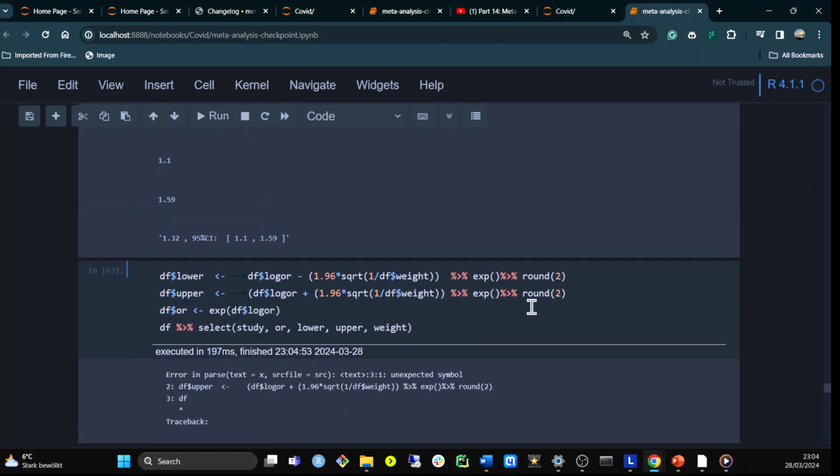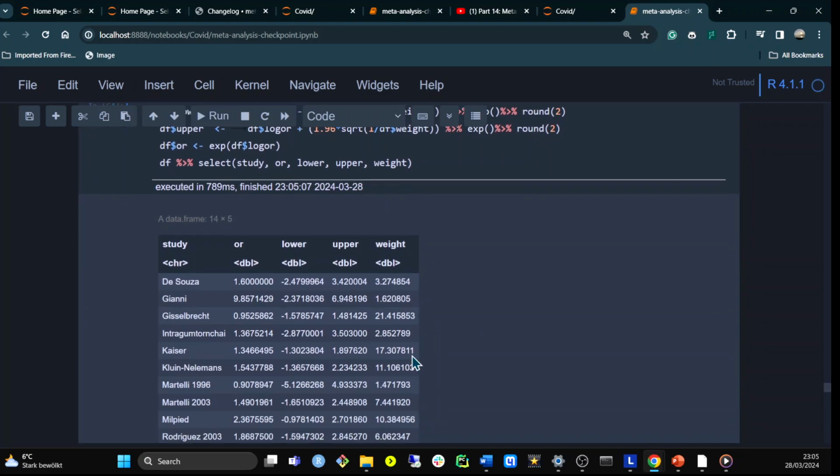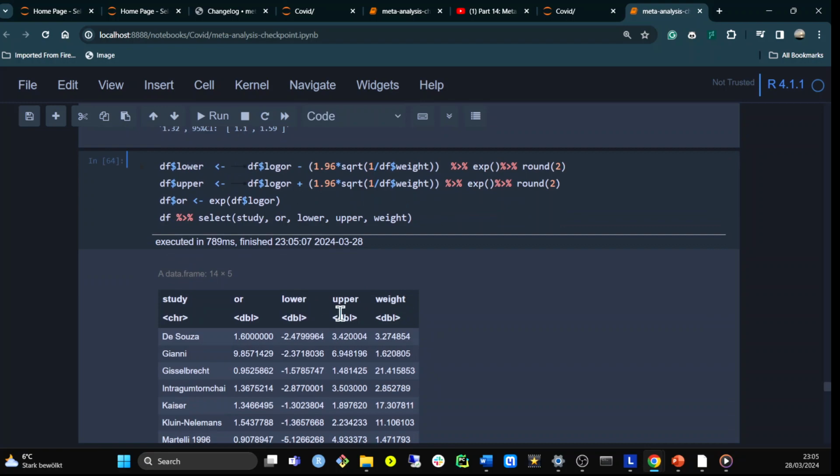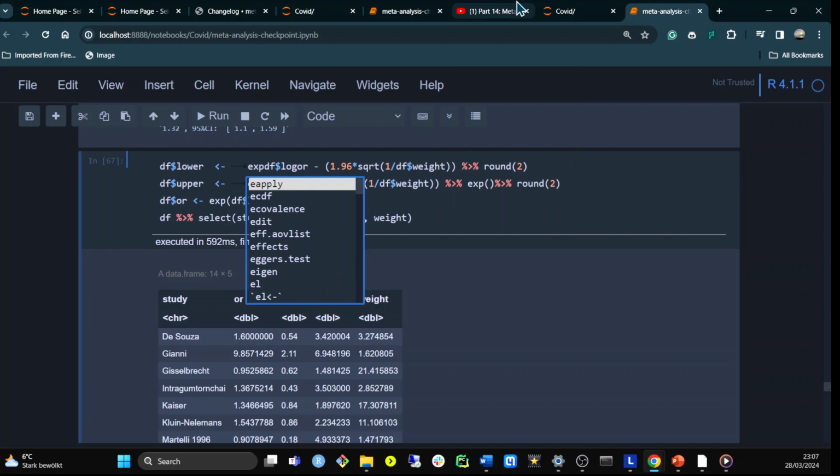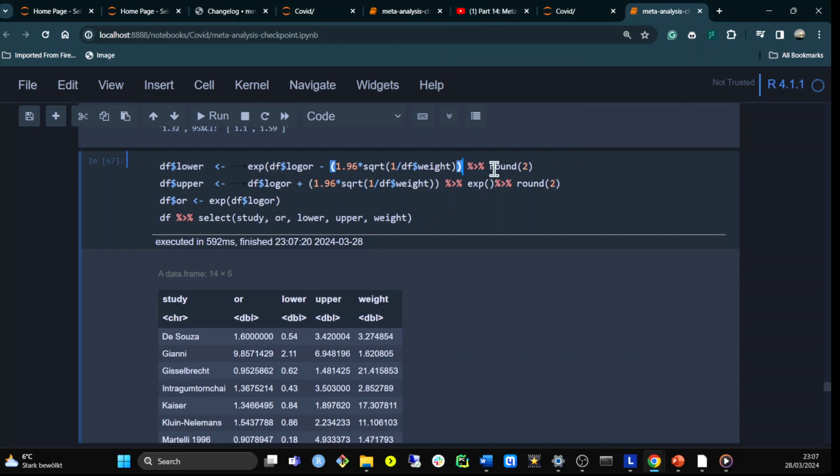But there's obviously some error here. df. Okay, I don't need this bracket. Now it should be, yeah. But still the upper and the lower, the lower is not right. The lower has to be exponentiated here. Okay, with the pipe, maybe that's the reason. So I simply take the exponential here at the beginning, and at the end I will simply exponentiate again here. Then let me close this bracket.